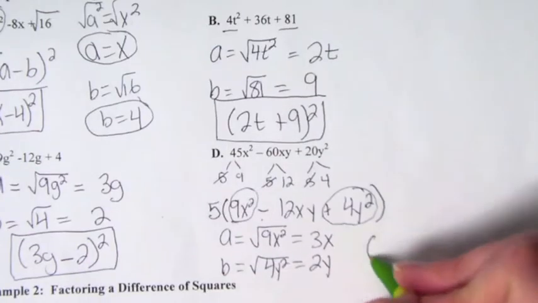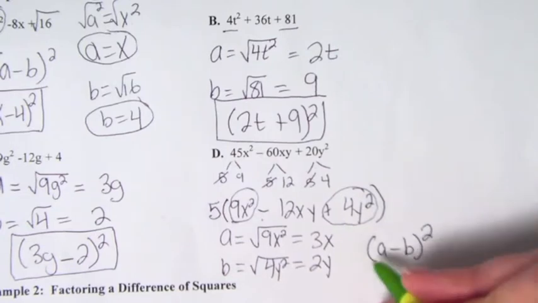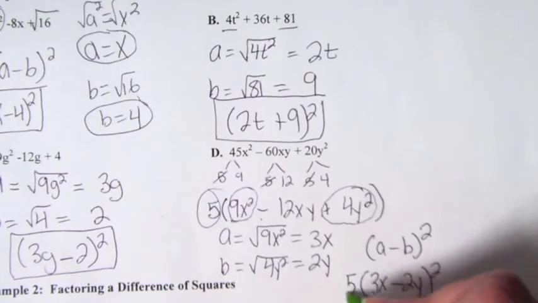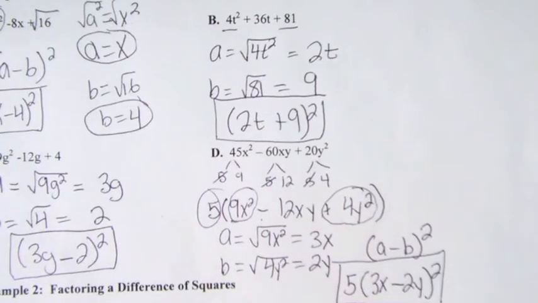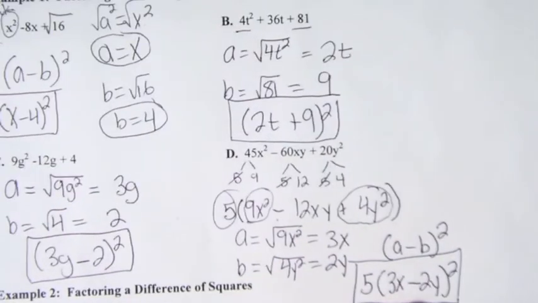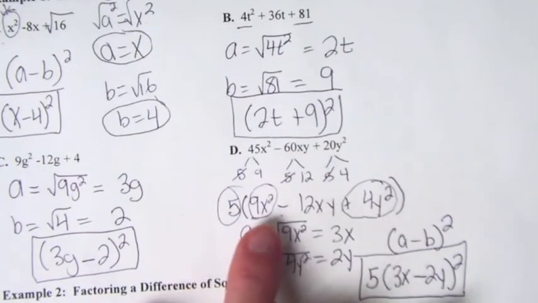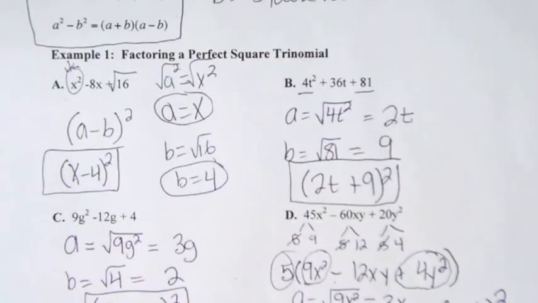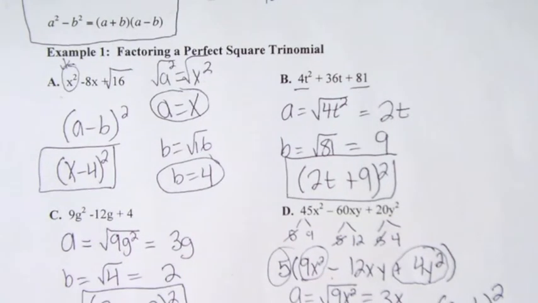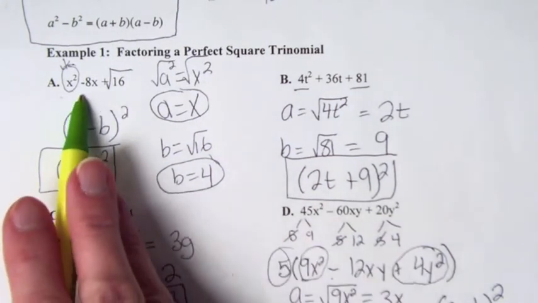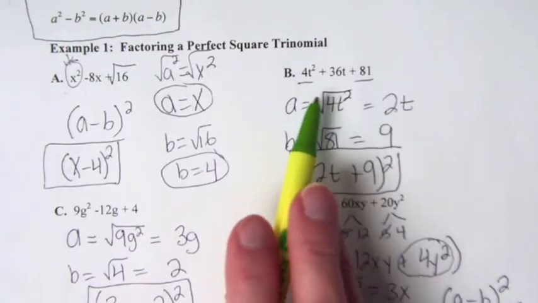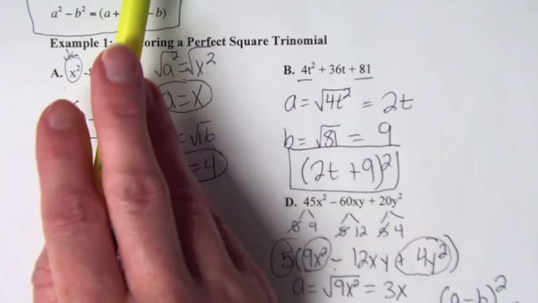Now we can plug it into our formula, a minus b squared. So we get 3x minus 2y squared. And then we have to put this 5 back out front, because it's still a factor of the problem. So if you have to factor something common out at the beginning, make sure you put it back at the end. And these are all the ones where we have a trinomial. The only difference is some of these have a minus in them, which would mean you use the middle formula. Some of them are both plus, like B, they were both plus, so we use the top formula.